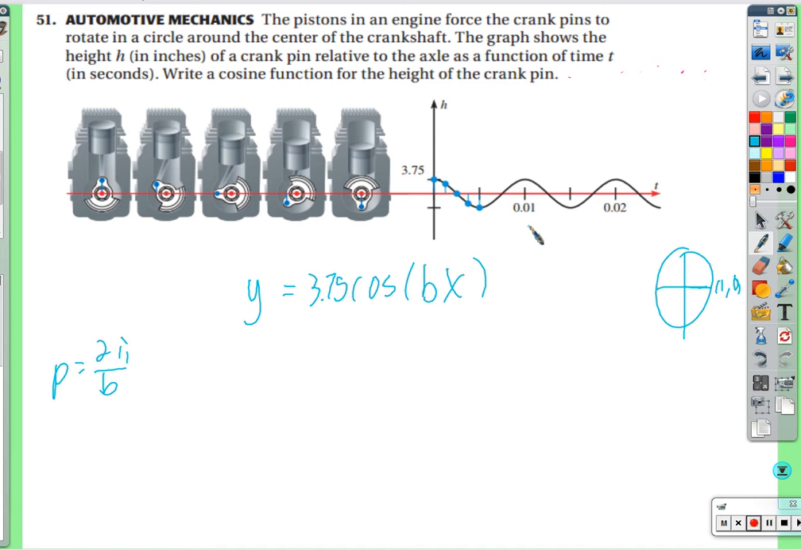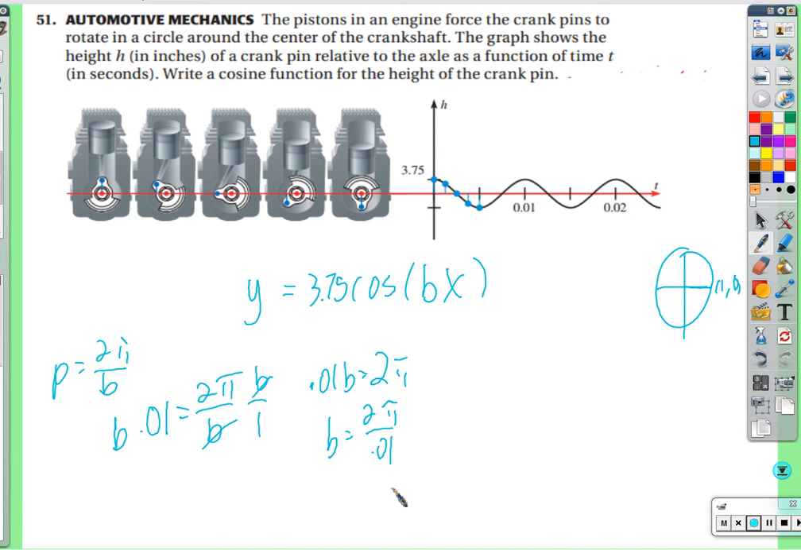Okay, so 0.01 is the period. That's equal to 2 pi over b, multiplied by b on both sides, so we cancel out that b. 0.01b equals 2 pi. So b equals 2 pi over 0.01. You've got pi and a decimal in a fraction at that point. Maybe it's best to just go ahead and find a decimal approximation. So what is the decimal approximation of 2 pi over 0.01?